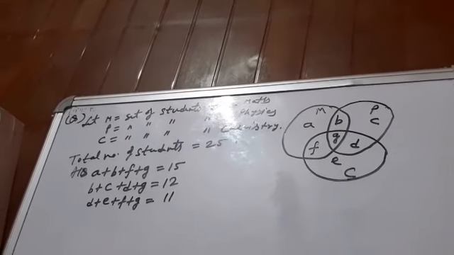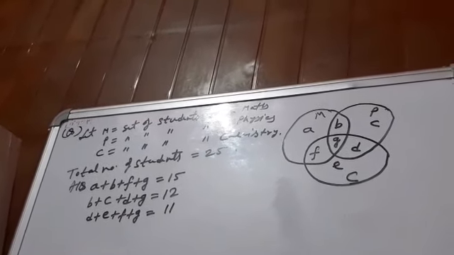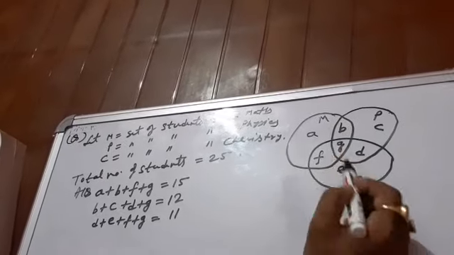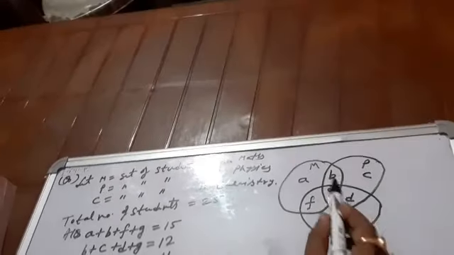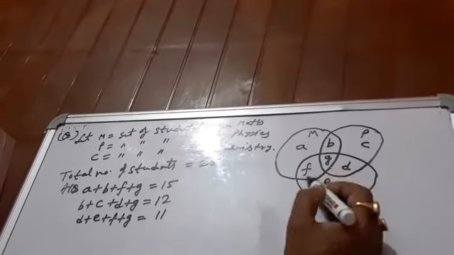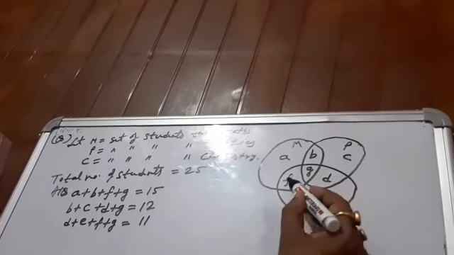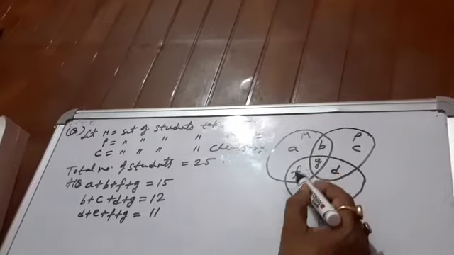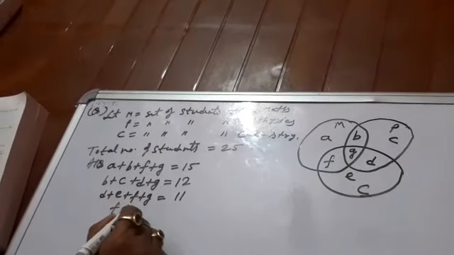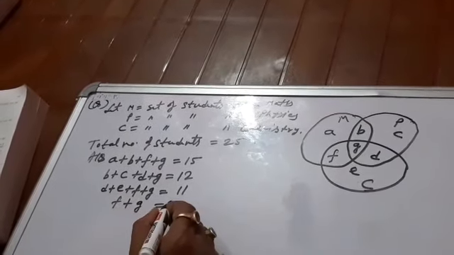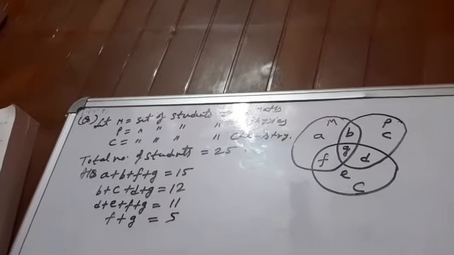Now come to the next portion. 5 have taken mathematics and chemistry. Mathematics and chemistry. Have you seen these two portions? Both means intersection, the common portion of both. So what is common in mathematics and chemistry? F and G both. Do you see? F plus G is equal to 5.